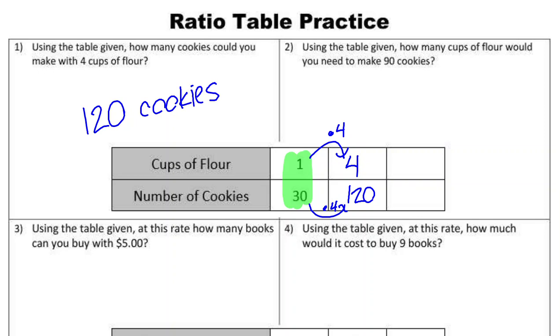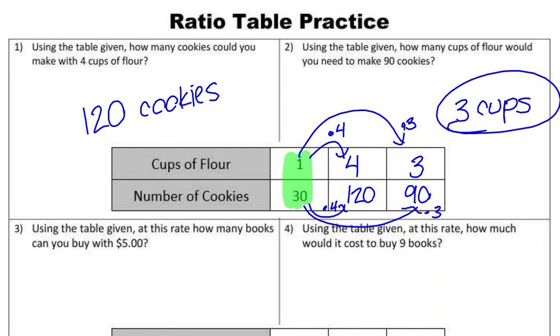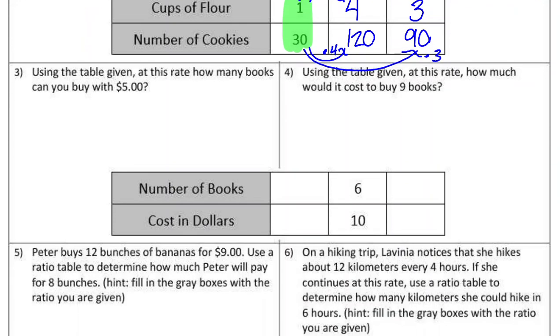So if I fill in that 90 here, I'm going to go back to that original, and I could say 30 times 3 is 90, so 1 times 3 gives me 3. So I need 3 cups of flour to make those cookies. Okay, let's look at number 3.